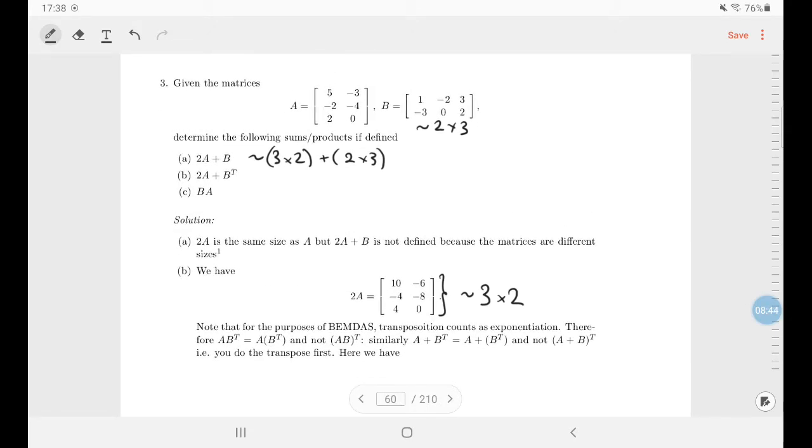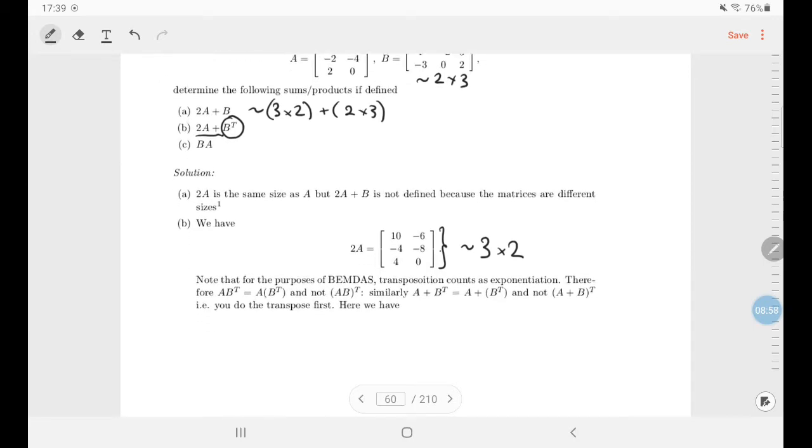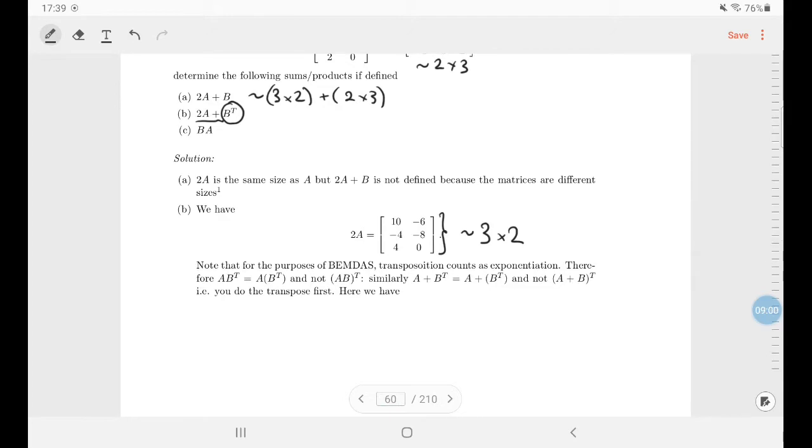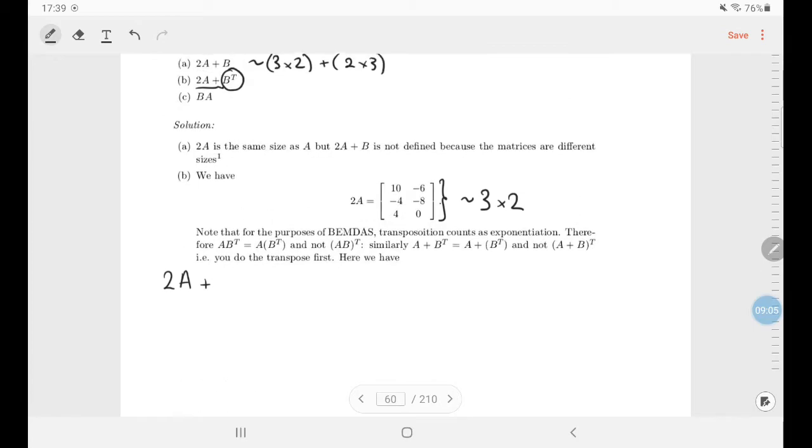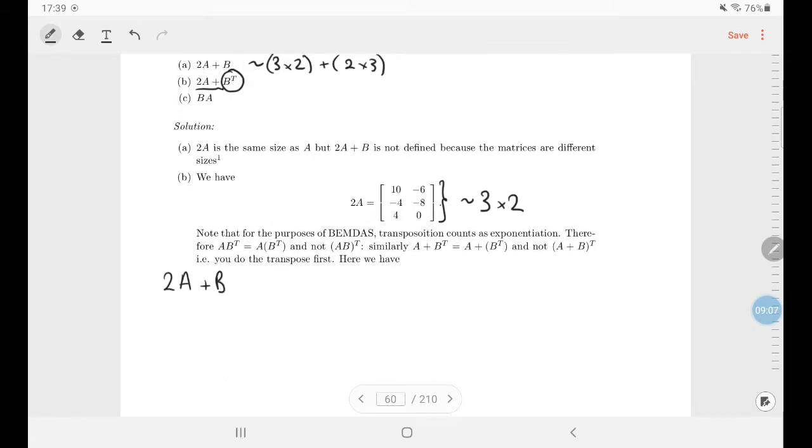Okay. What about question B? So 2A plus B transpose. Yeah, so there's a small comment here. You do the transposing before the adding. That's according to BEMDAS essentially. So we found 2A, so we will work with that. And then B transpose. So 2A is written here. I'll go back to the round brackets, doesn't matter, same thing.